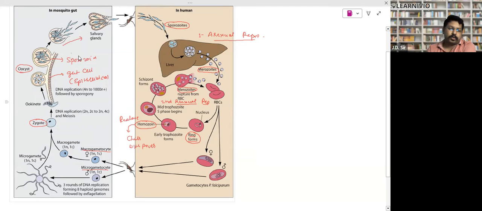Tell me, guys. So what do you have to remember? Which is the infectious stage? Sporozoite. First asexual reproduction, liver. Second asexual reproduction, where? RBC. Third, they make the signet ring form. And fourth is hemozoin, released by the pathogen and causing the shivering and fever. Then sexual reproduction takes place in the gut of the mosquito. Then sporozoites are found in the salivary gland. Is that clear?